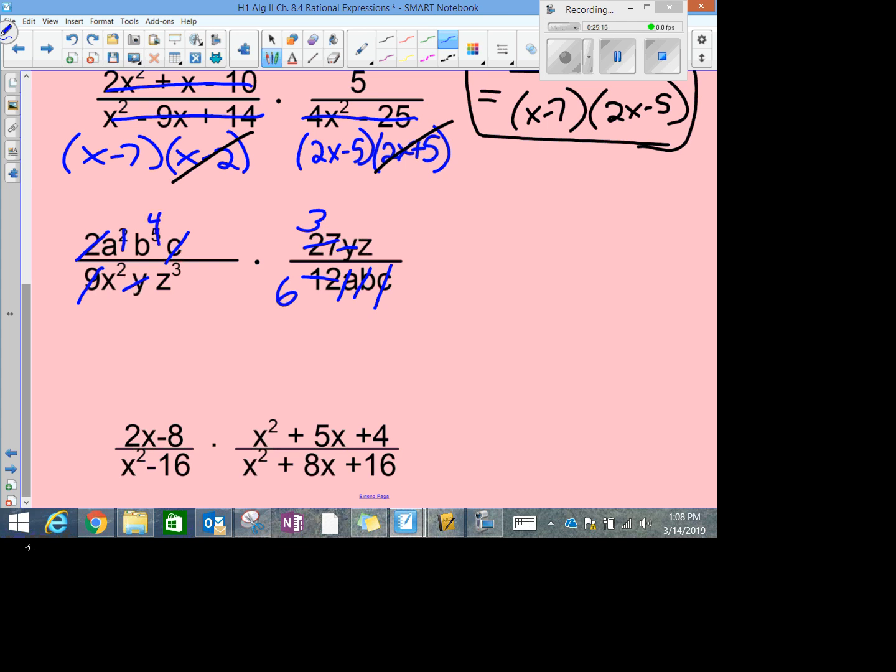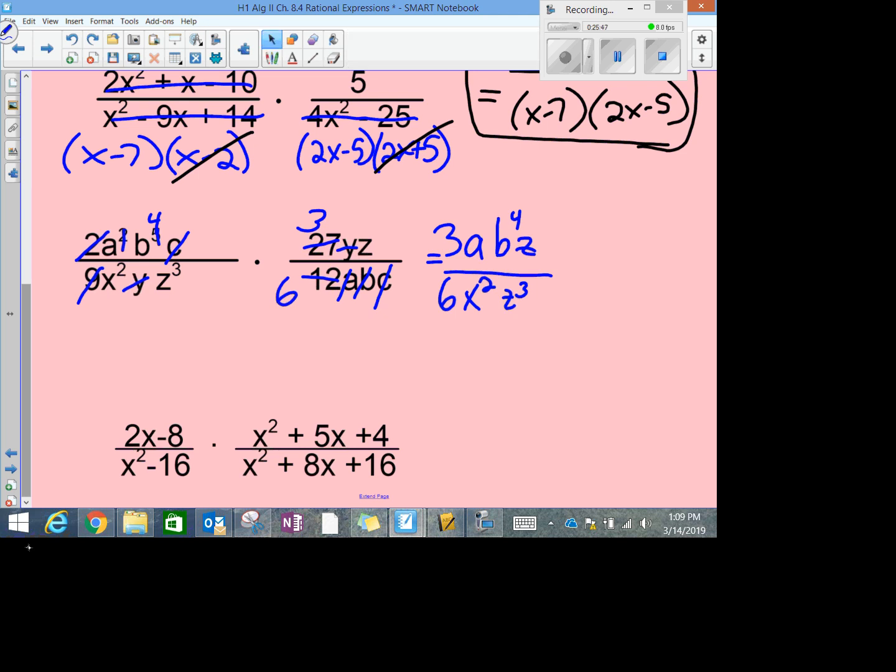Okay, so let's stop there and see what we got. So up top we have A, B to the 4th, 3, and Z. Well, hang on. So we decided to stop. Just a second. And then on the bottom we have x squared, z to the 3rd, 6. Okay. So we've stopped.